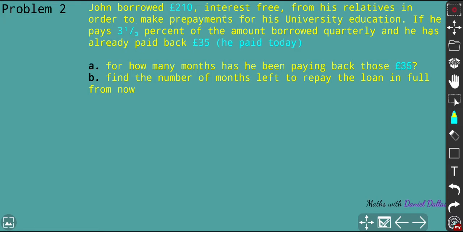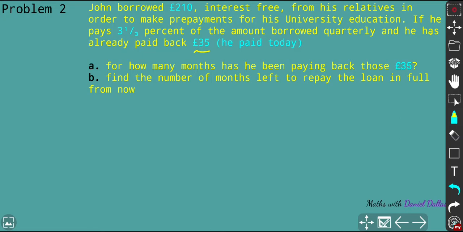It's interest free because of relatives. Okay, he borrowed from his relatives, sort of friends. All right, and that means he's not supposed to pay any interest. University education is good, and he pays 3.31% of the amount borrowed quarterly. Okay, so first of all, we need to calculate for how many months he has been paying back those $35. So we need to calculate for how many months he has been paying back this amount.